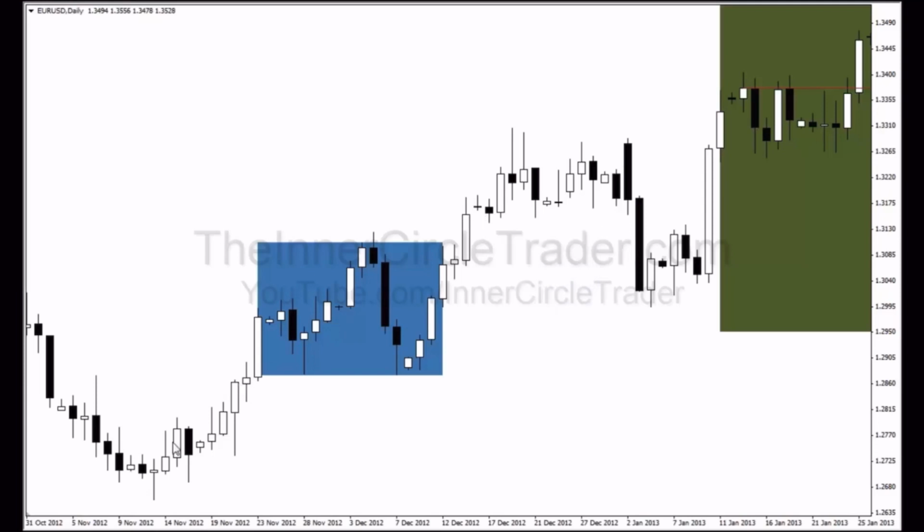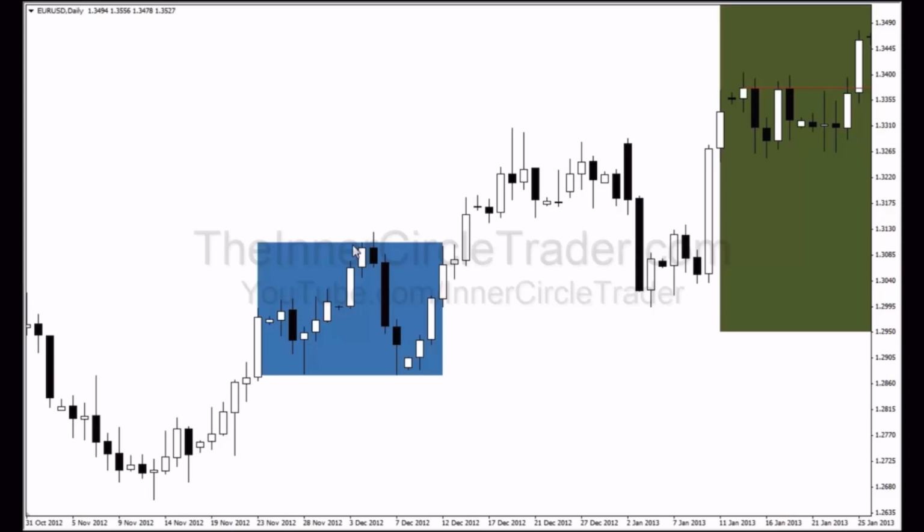Institutional sponsorship is when you start seeing things like this. This market moves up, moves into consolidation. This is where pairing of orders is taking place, okay? Institutional trading is building up positions all in these areas here, okay?